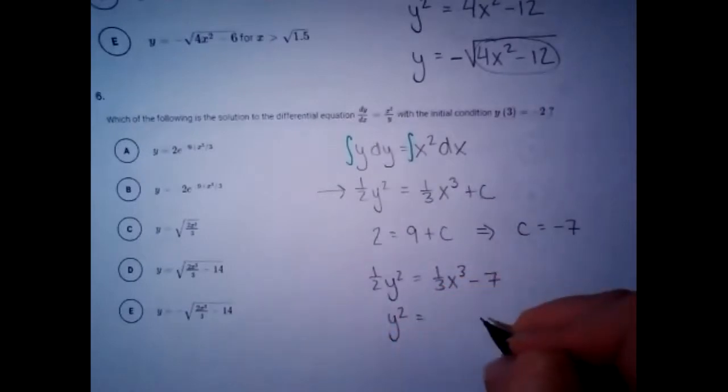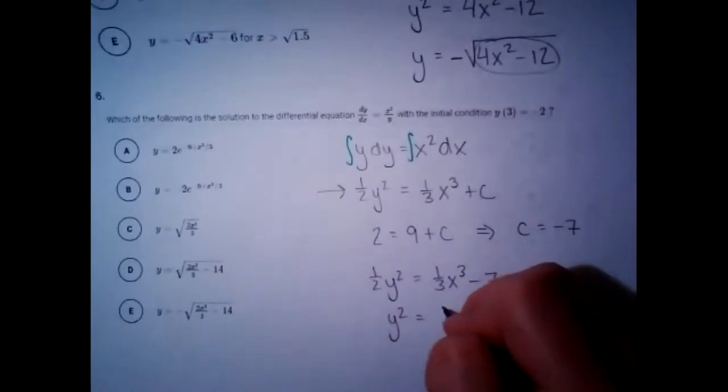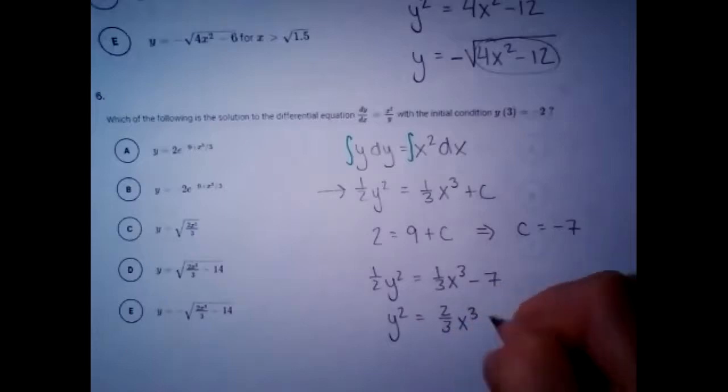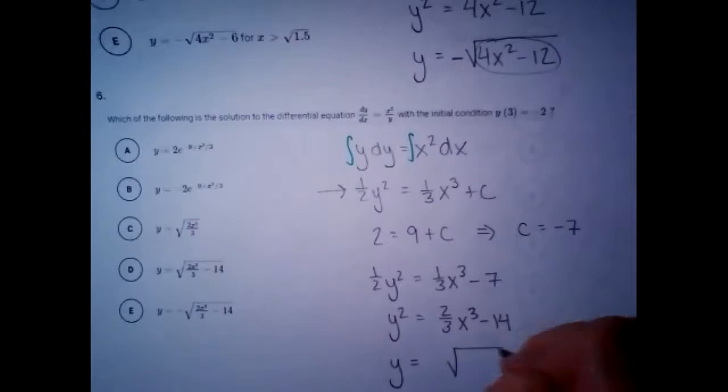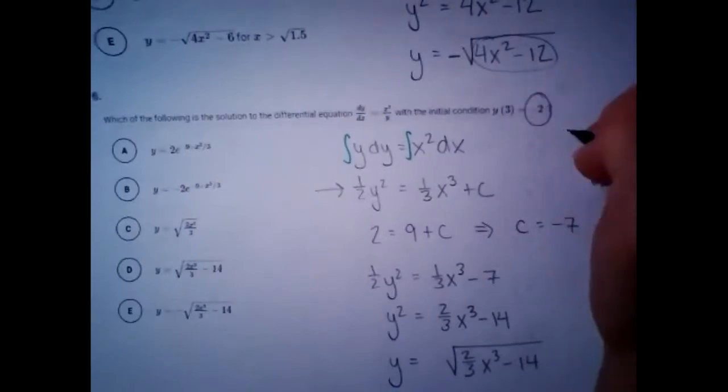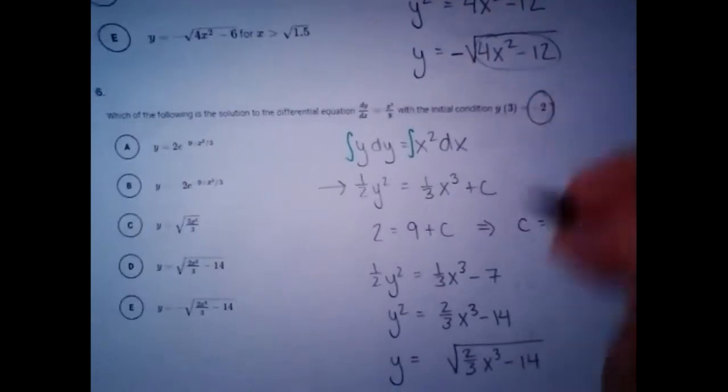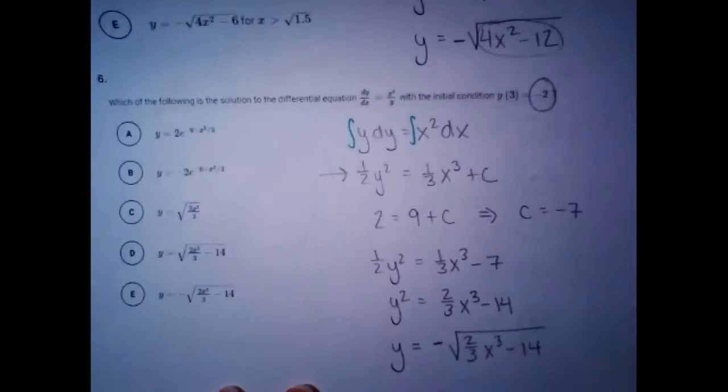So we're going to multiply over the 2. So that'll be 2/3 x cubed minus 14. And then again, when we square root, we're going to have to decide if we want the positive or the negative. And this one again had a negative y value for its initial condition. So we want the negative square root. So that one is E.